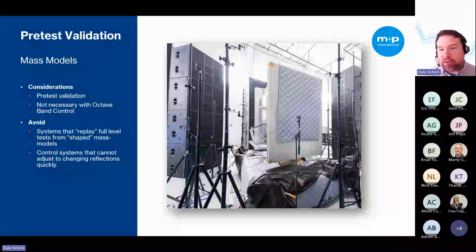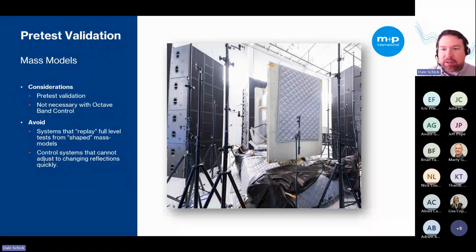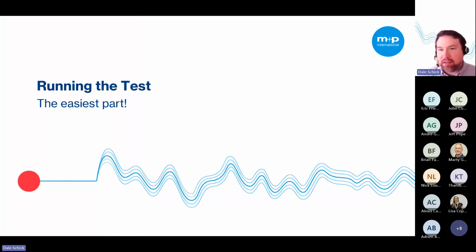So whether or not a mass model is used, it's time to examine the actual running of the test. Thankfully, this is probably the easiest part of the test. This is because there's two primary protection systems within this proposed system. The ARS drive has its own limiting system, which prevents the user from damaging the drivers or amplifiers. And the M+P control system makes pretty light work of testing for any device, small or large.